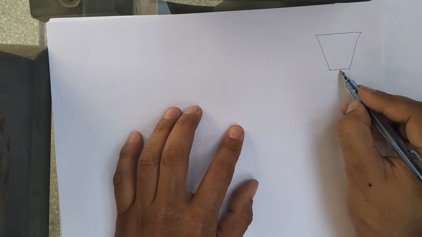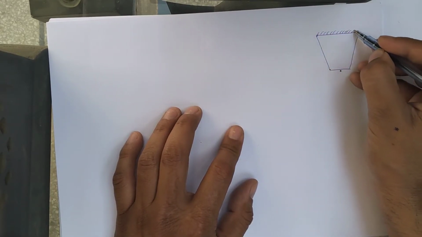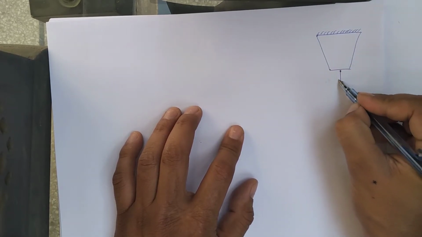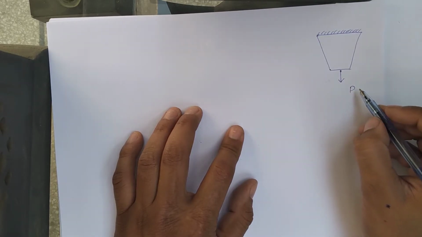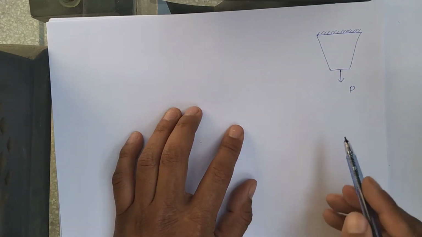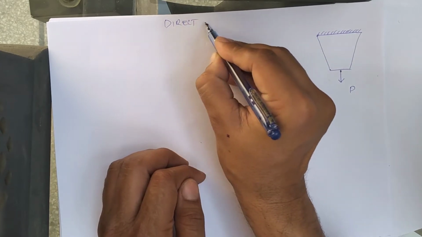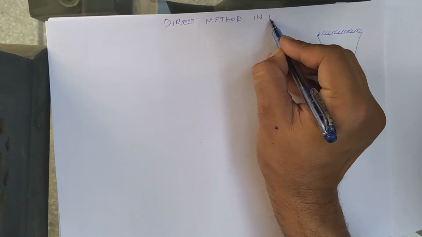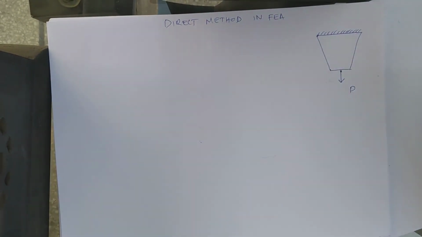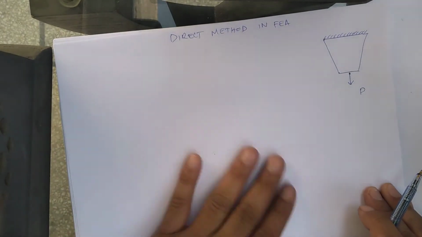For example, here we have a problem: a beam which is fixed at the upper end, and a force P is applied on it at the lower end. What we will do in this problem is called the direct method in FEA, finite element analysis. In this method, we divide the problem into a finite number of elements.